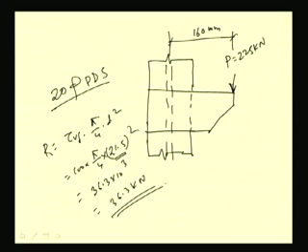Now, we can find out the number of rivets from the load point of view. Number of rivets I can find out, say if I make 25% extra, 1.25 into P by R.